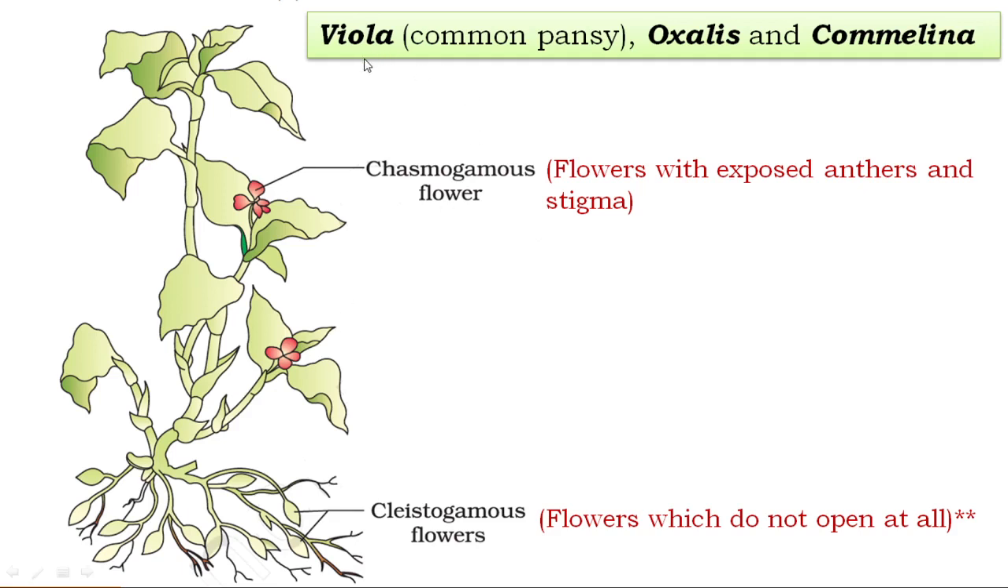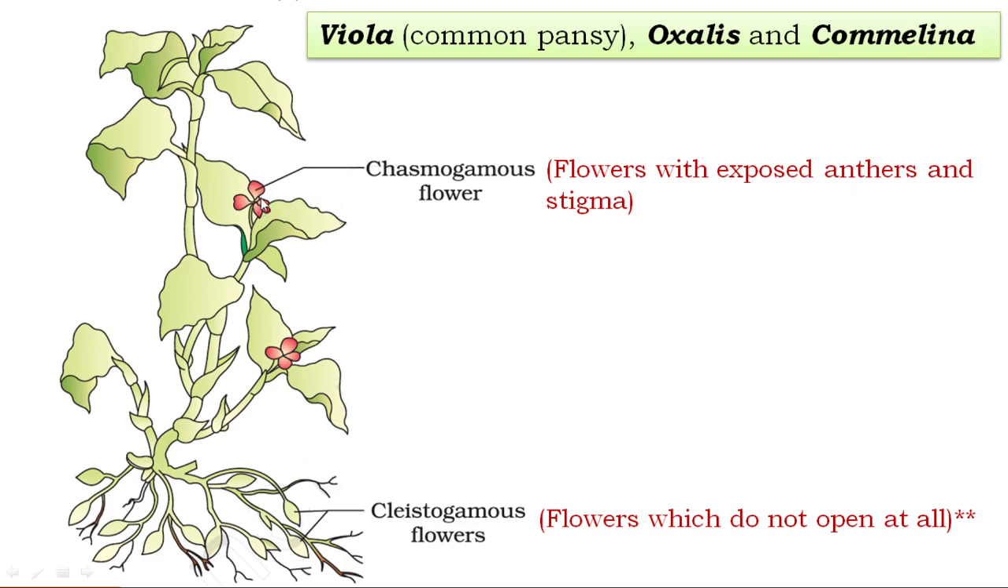Plants like viola, which is commonly called common pansy, plants like oxalis and commelina, produce two types of flowers. Now remember these three plants, you have to remember the names of these three plants. They are special in the sense that they produce two types of flowers. One type is called chasmogamous flowers, and another kind is cleistogamous flowers. Now you have to remember that. Chasmogamous flowers are like any normal flower, which has exposed anthers and stigma.